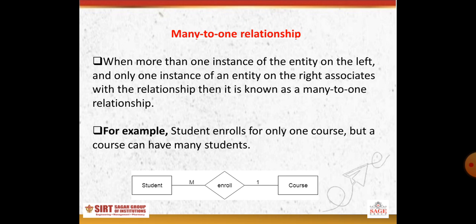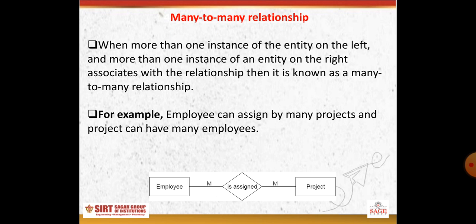Then many-to-one relationship. In many-to-one relationship, when more than one instance of an entity on the left and only one instance of the entity on the right associate with the relationship, then this type of relationship is known as many-to-one relationship. For example, student enrolls for only one course, but a course may have many students. This is shown by the diagram.